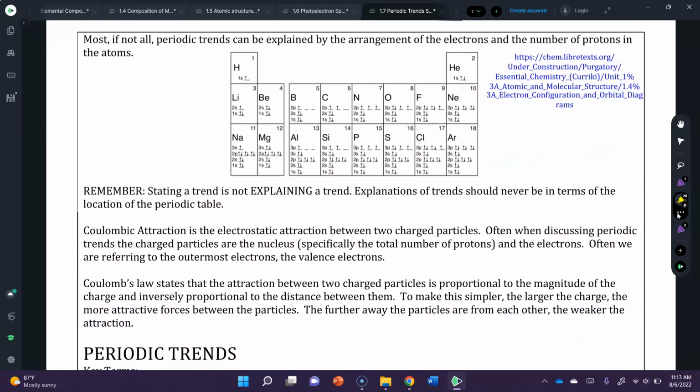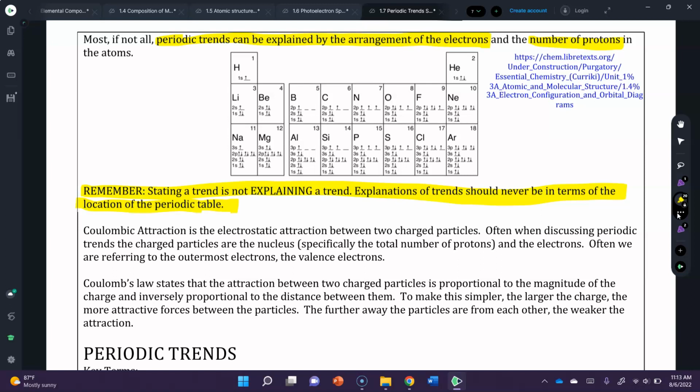Okay. Moving on, most, if not all, periodic trends can be explained by the arrangement of electrons and the number of protons in the atoms. Okay, remember, stating a trend is not explaining the trend. Explanations of trends should never be in terms of the location on the periodic table. You need to discuss it based off of the arrangement and how that contributes to the strength of the attractive force.